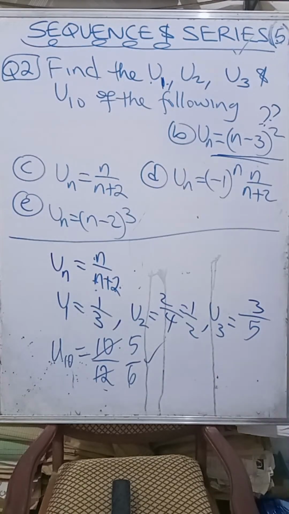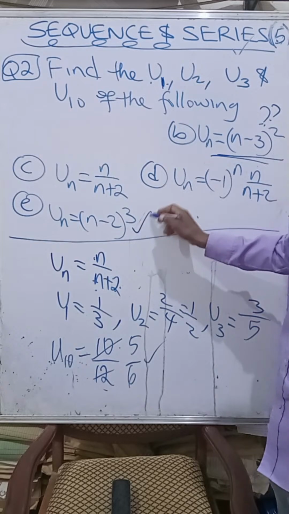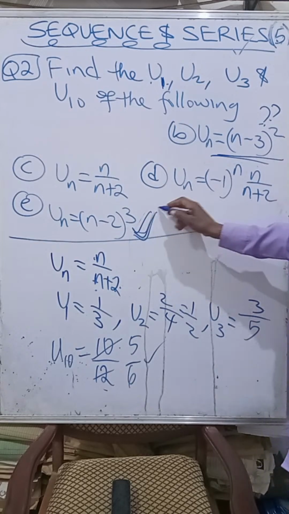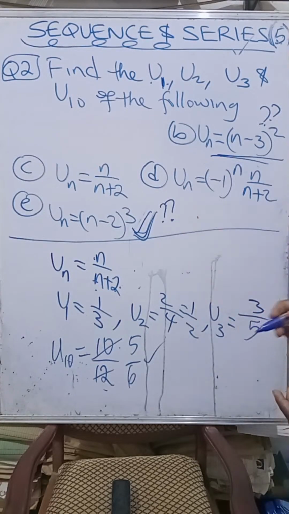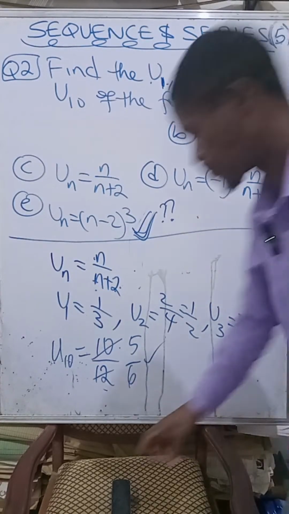So I'm going to do the D, then also this E. Do it also and put it in the comment section. Do the E also and put it in the comment section.